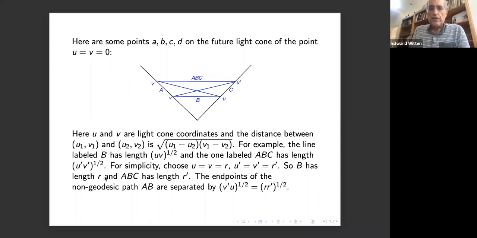Now for simplicity, let U and V be equal to R and U prime and V prime equal to R prime. So B has length R and ABC has length R prime. The endpoints of the non-geodesic path AB are separated.